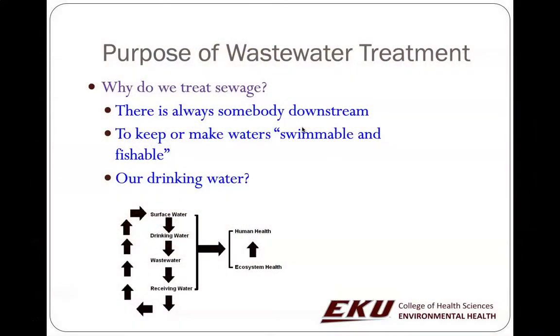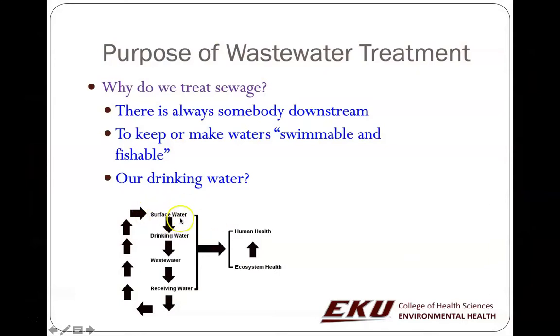The city of Irvine puts their wastewater effluent into the Kentucky River, and then we drink water from the Kentucky River. Our wastewater goes into Otter Creek. Otter Creek flows into the Kentucky River, and downstream from Otter Creek, the city of Lexington gets their drinking water. They also get their water from Jacobson's Park, but they also get a lot of their water from the Kentucky River. So there's always somebody downstream.